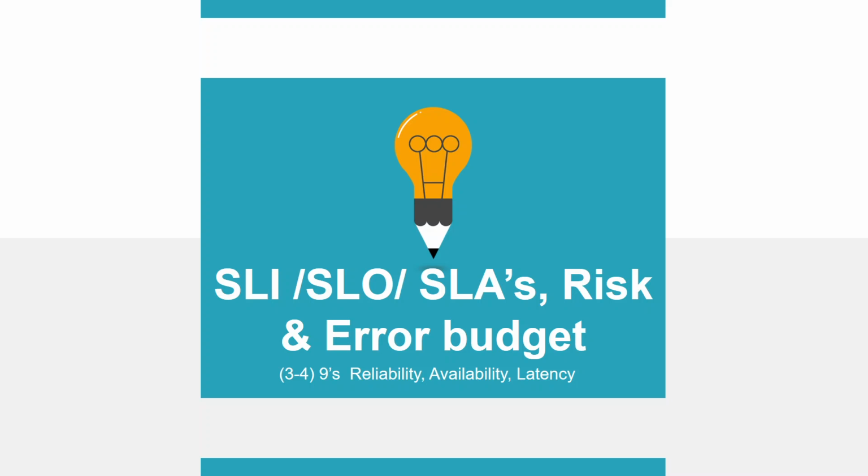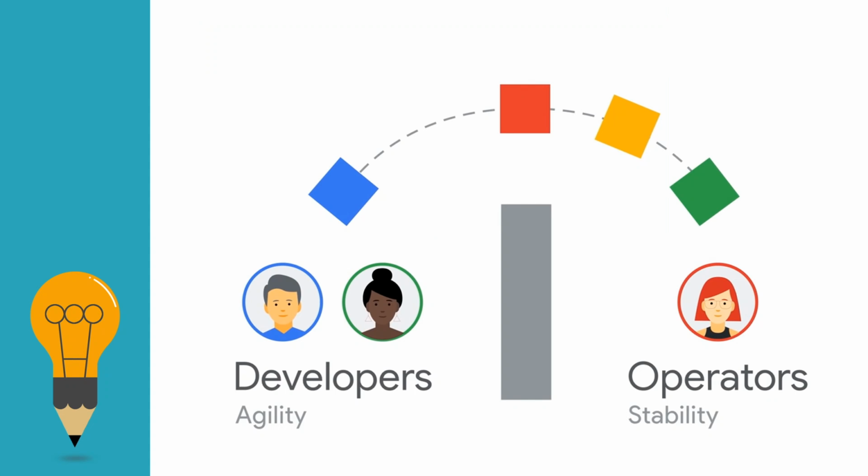I divided the complete structure into four modules, and the fifth module is a bonus for developers. This is the second module. In the first module, I gave the complete overview of what SRE is and how we should implement SRE in our daily projects. In this module, we'll talk about key features in SRE, like SLIs, SLOs, SLAs, and risk and error budget. And then what the 3 to 4 nines are, 99.9% reliability, availability, latency, or 4 nines, everything.